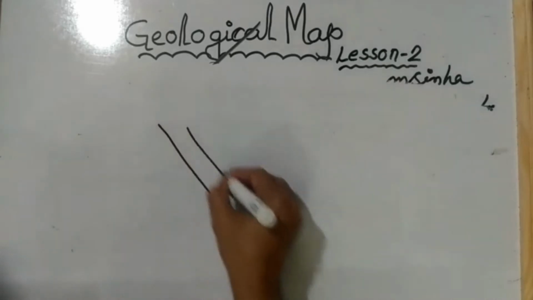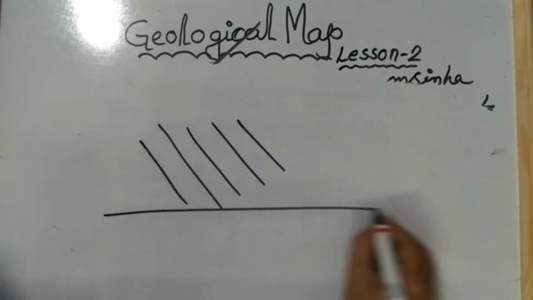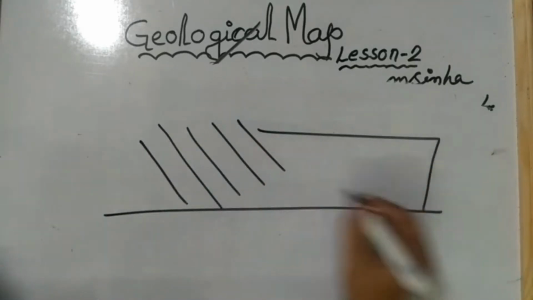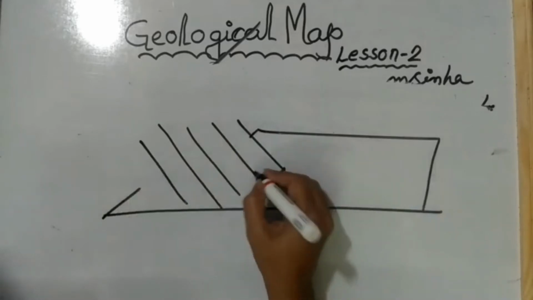Suppose this is the dip, this is the inclination of the rock bed, and this is the horizontal plane. This is the inclined rock bed.